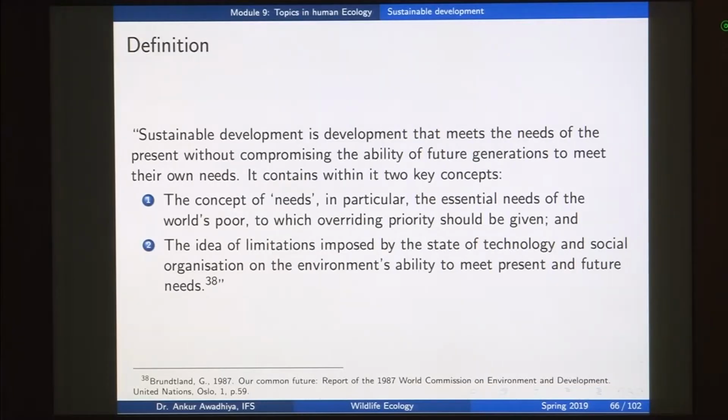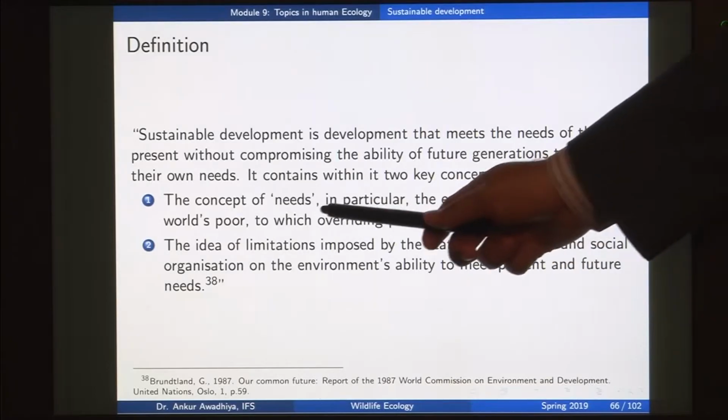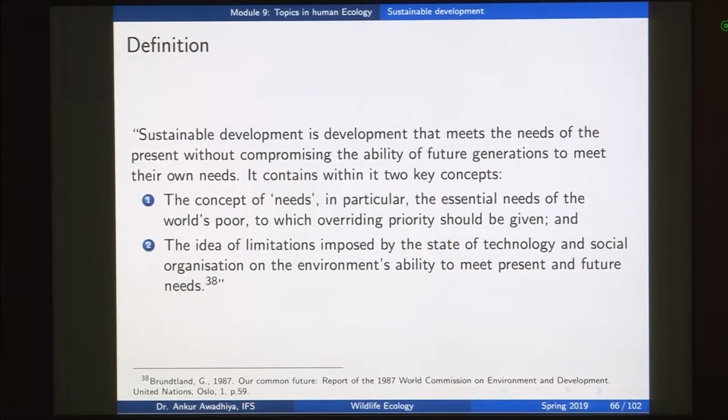So, in this case I cannot say that okay, we need to make some cuts, so let us cut the amount of resources that the poor have, because I do not want to compromise my level of comfort. That is not something that can be done, because you have to give ample resources to the poor as well, because they also have the right to develop themselves. So, here when we are talking about needs, it does not mean wants. The concept of needs is essential needs, and especially all the essential needs of the world's poor need to be met.